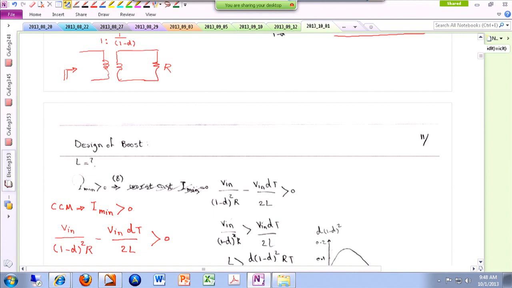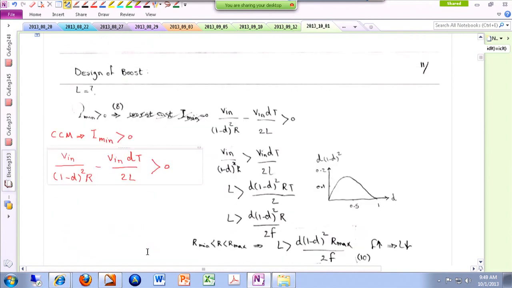And by the way, this expression may look a little bit complicated and scary, but if you look, this is the average value of IL, and this part is delta IL over 2. Similar to the Buck converter. Again, at any given time, the minimum value of the inductor current is its average minus half of its ripple. All right. So I can further simplify this equation and end up here.